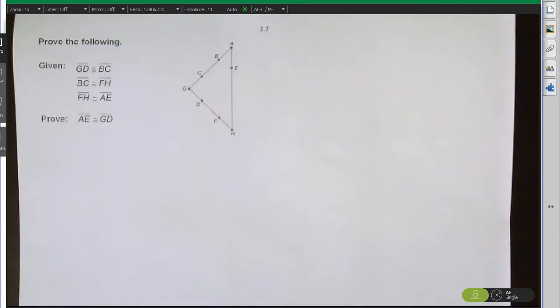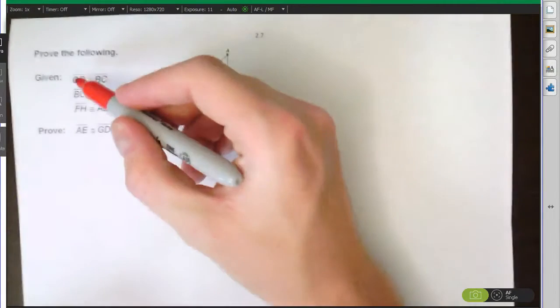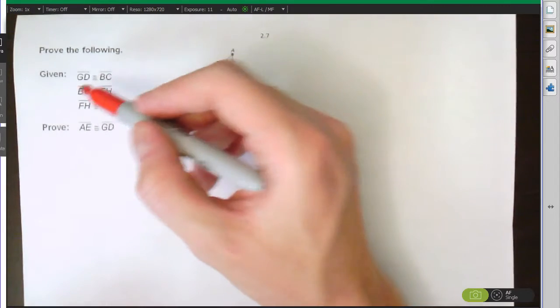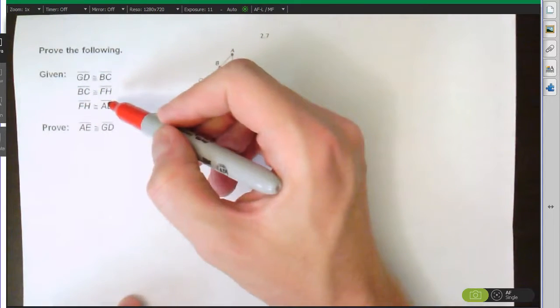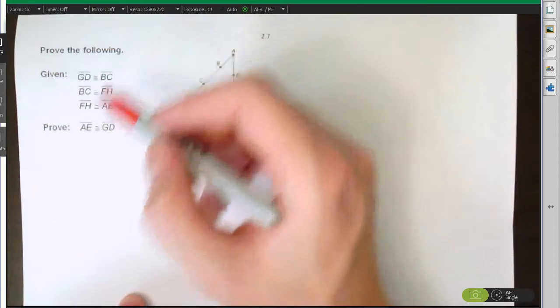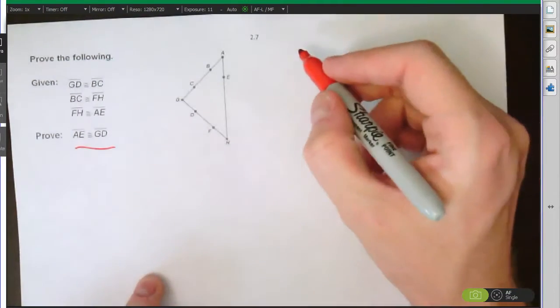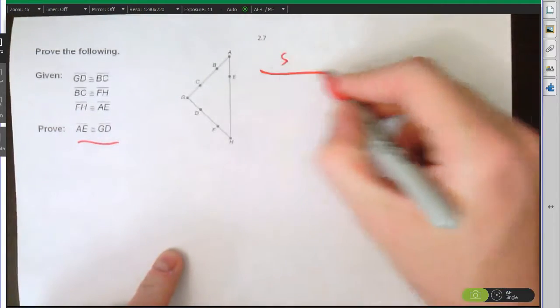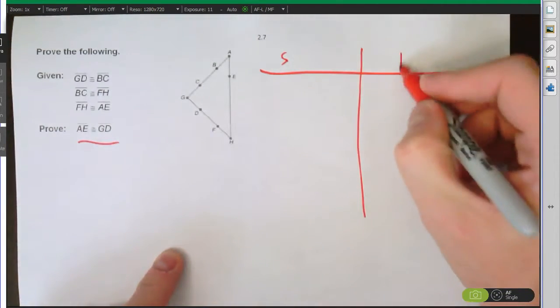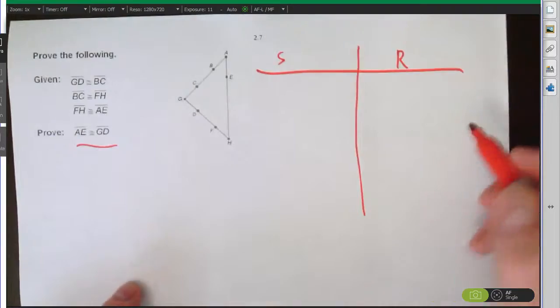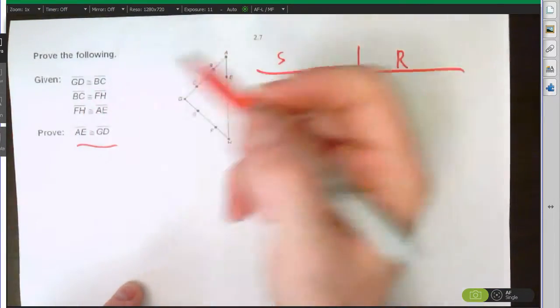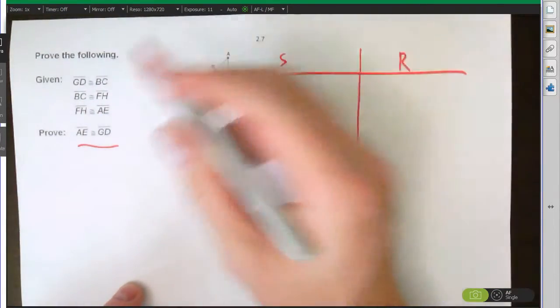If segment GD is congruent to BC, BC is congruent to FH, and FH is congruent to AE, we're trying to prove that AE has to be congruent to GD. So, you got your statements, got your reasons. Okay, we'll go through it. Now, the first thing to always do is to mark a drawing. Even before you do the given, just mark the drawing.